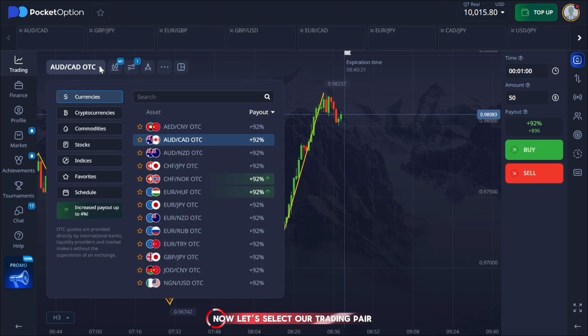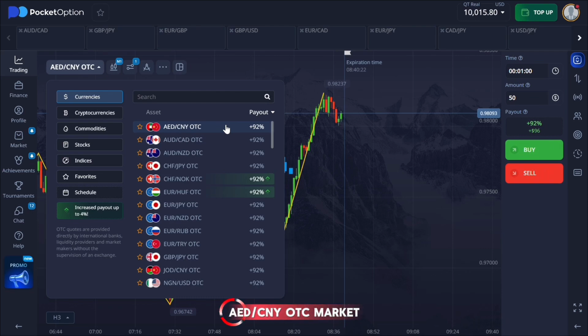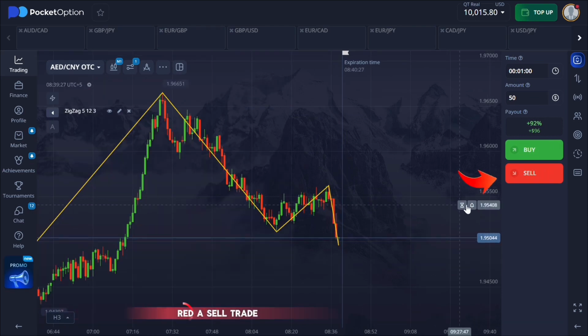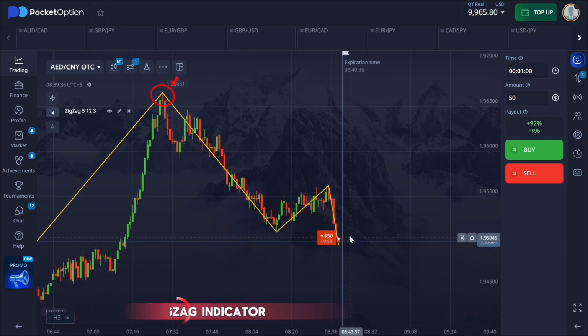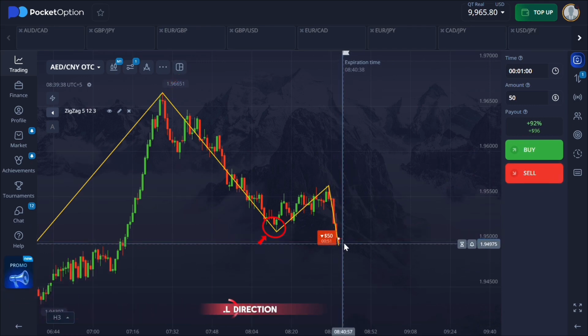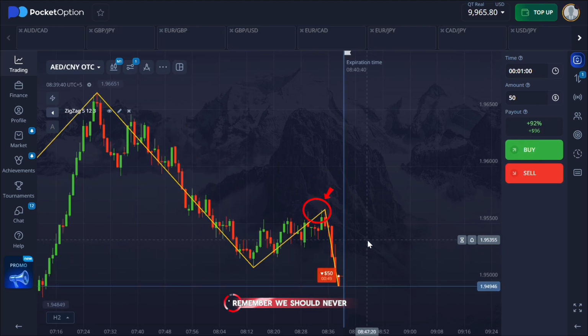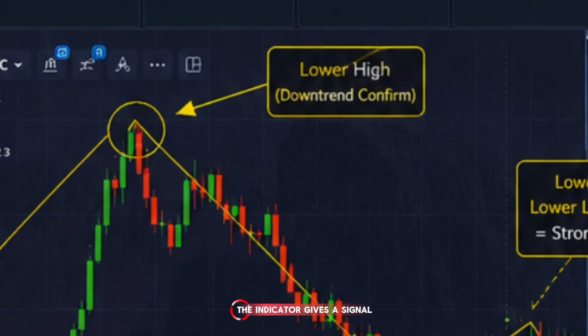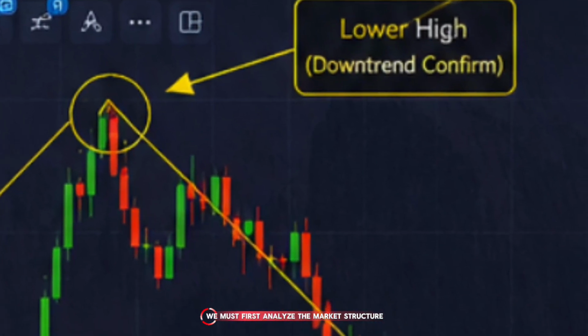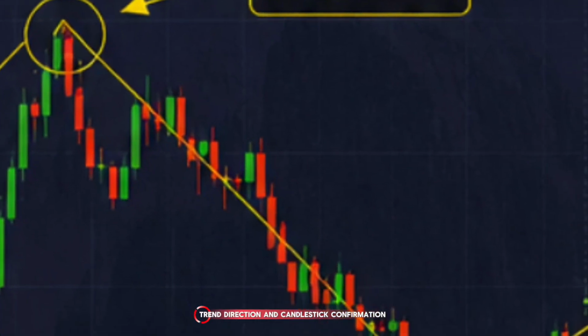Now let's select our trading pair, AED-CNY OTC market. That's why I confidently entered a sell trade. As you can see, the zigzag indicator is showing a sell direction. But remember, we should never enter a trade just because the indicator gives a signal. We must first analyze the market structure, trend direction, and candlestick confirmation.